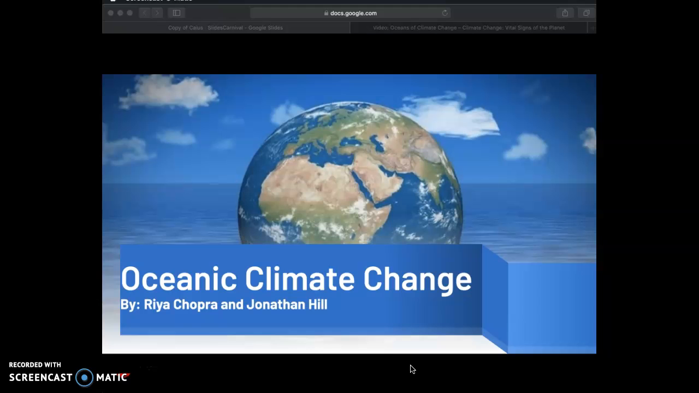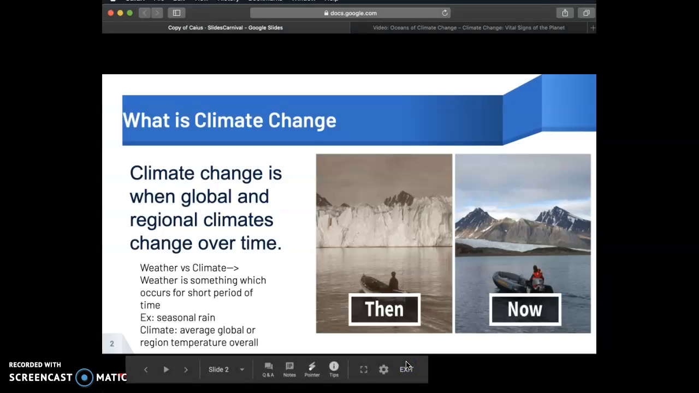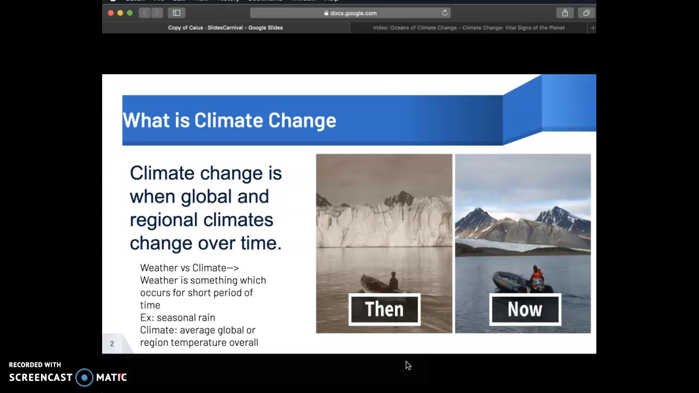and today we're going to be talking about oceanic climate change. So, what is climate change? Climate change is a result from burning fossil fuels, deforestation, and industrial agriculture releasing CO2 and other heat-trapping gases into our atmosphere. This causes our planet to warm.